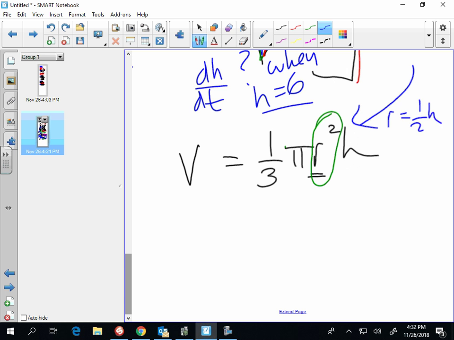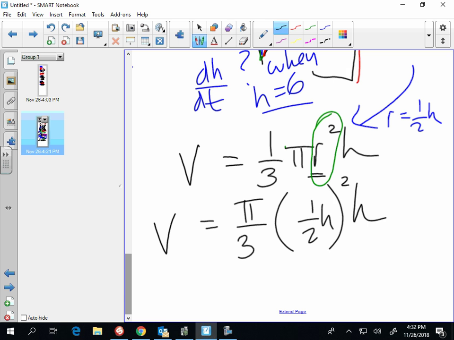In cone problems, you often use, and in shadow problems, you often use similar triangles. So don't think that was a fluke. That's going to be very common for us. Okay, so what do we know? We know V equals 1/3. In fact, I'm going to write it as pi over 3, 1/2 h squared times h.